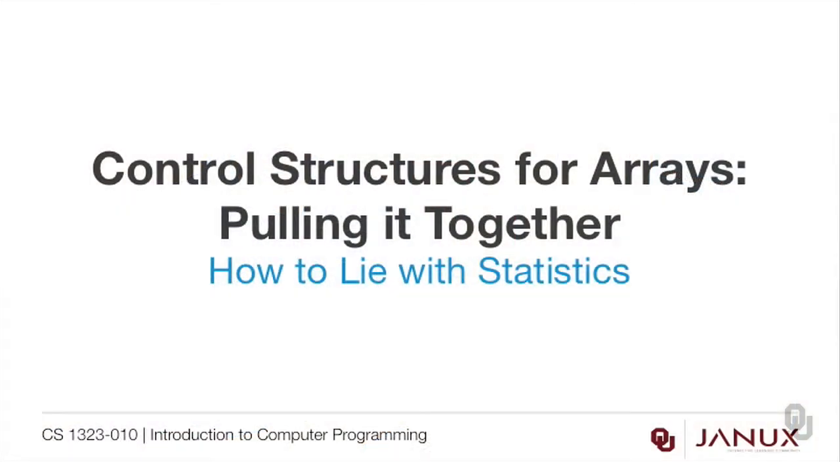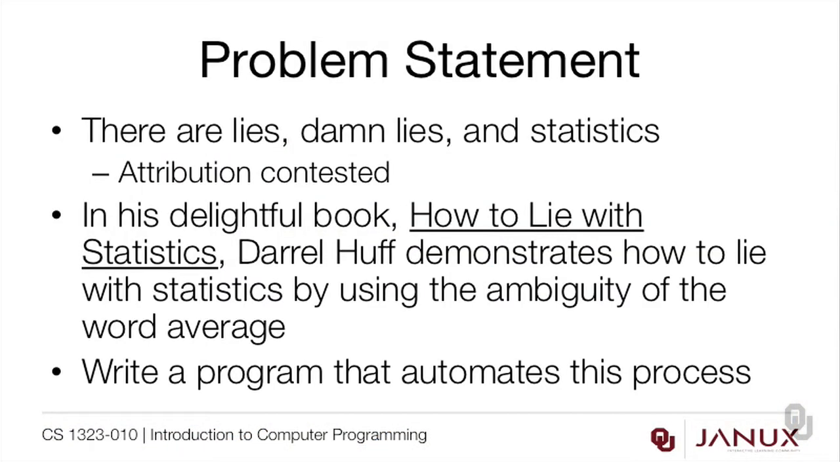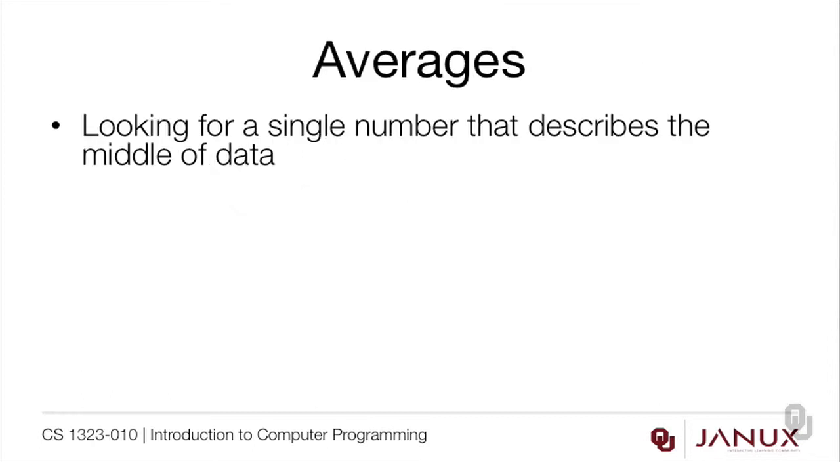Let's continue our study of control structures for arrays by looking at a program that will help you lie with statistics. Here's the problem statement. You've probably heard that there are lies, damn lies, and statistics, although the attribution of this quote is contested. In his wonderful book, How to Lie with Statistics, Darrell Huff demonstrates how to lie with statistics by using the ambiguity in the word average. So let's write a program that automates this process.